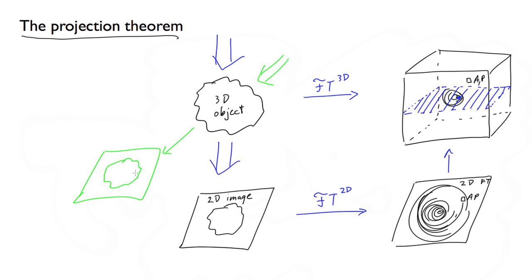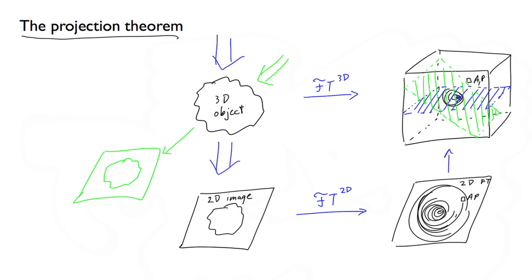Now that also has a Fourier transform, and we could calculate its Fourier transform. And what we would find is that the amplitudes and phases in that Fourier transform would be the same as the amplitudes and phases in a different cross-section of the three-dimensional Fourier transform. So it's a different central section.